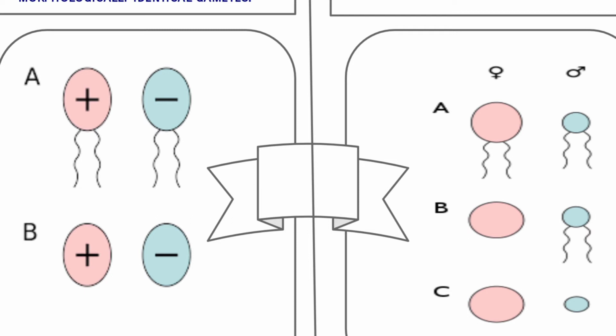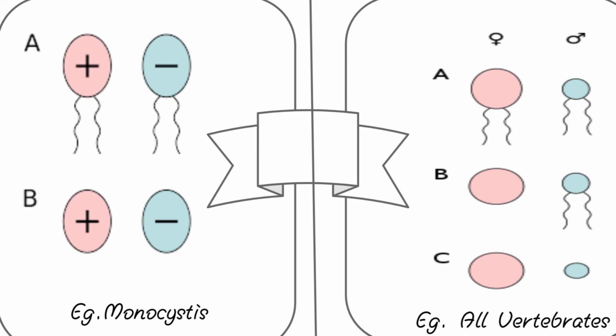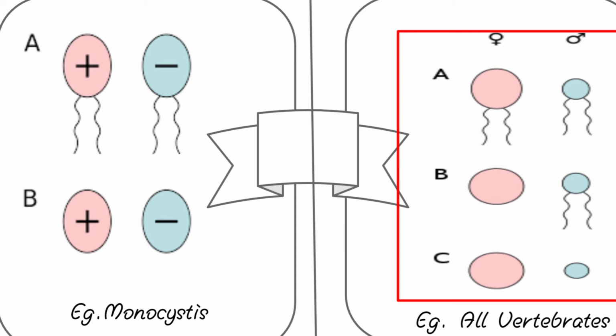And if you see scenario B, female does not have the motility factor, whereas male is small but it has motility. Whereas if you see the last option C, female does not have any motility but it is bigger in size. Male also does not have motility but it is smaller in size. So either in physiological or morphological appearance there will be some differences between the gametes.